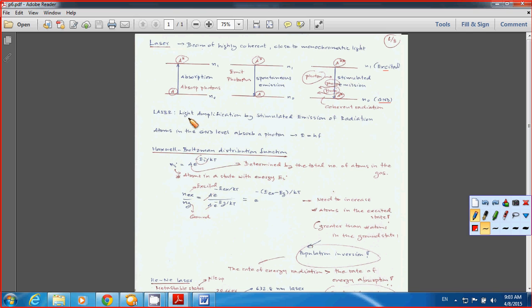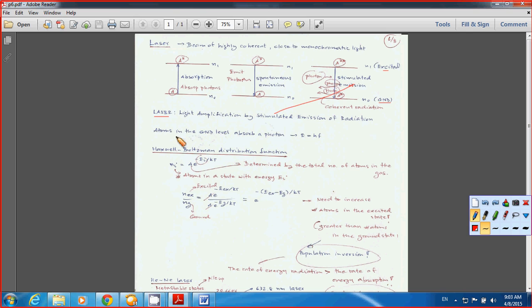So let's take a look. The laser stands for light amplification by stimulated emission of radiation. So it comes from this: stimulated emission of radiation.